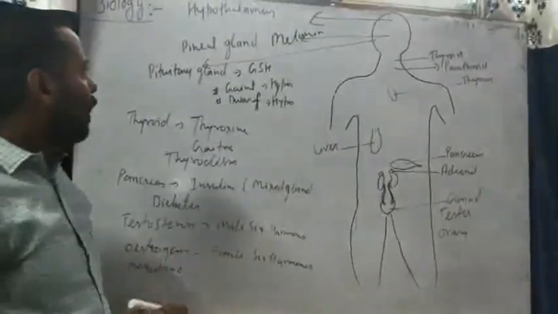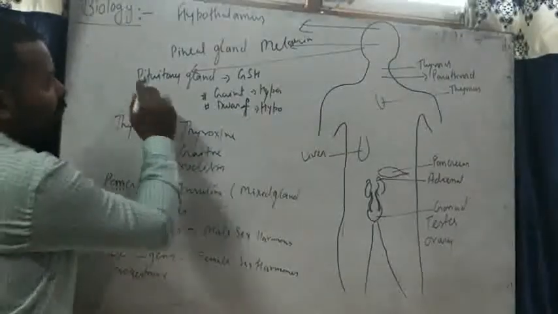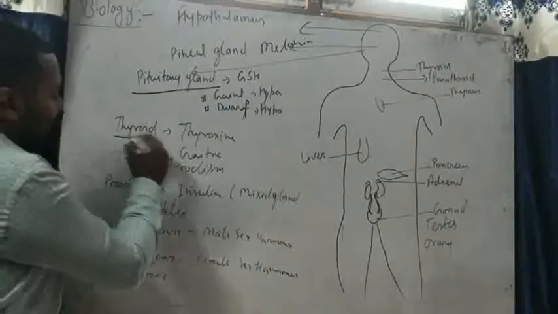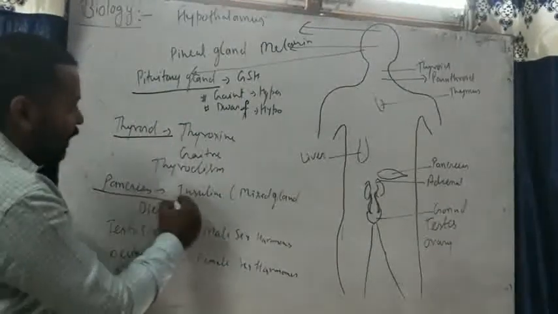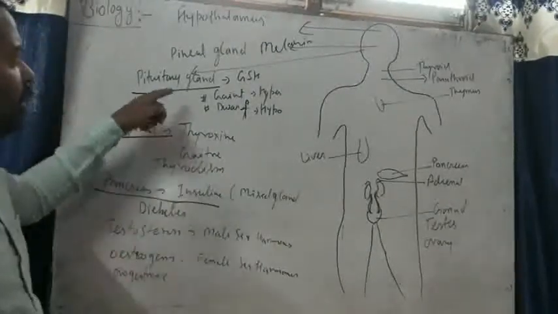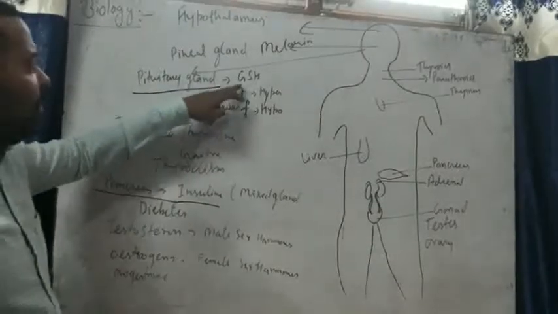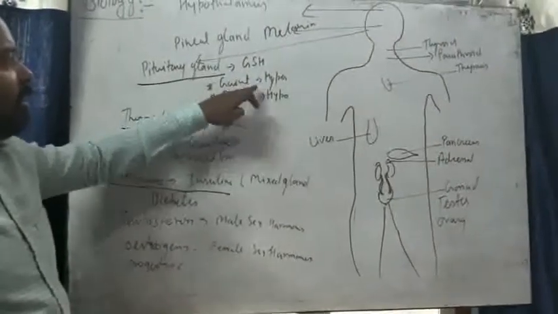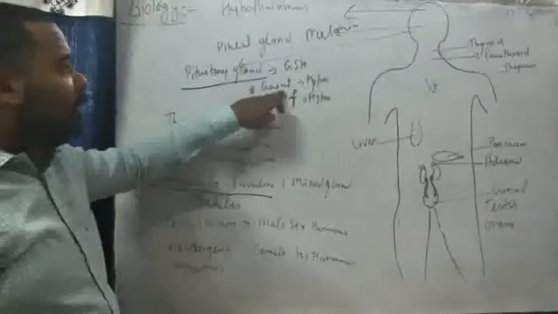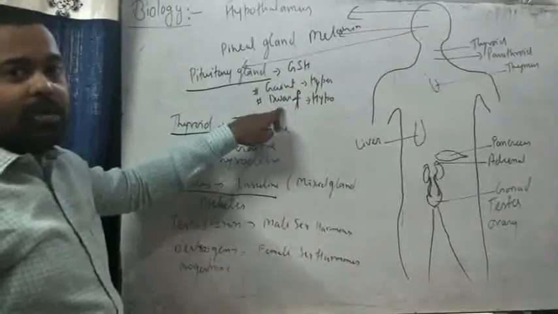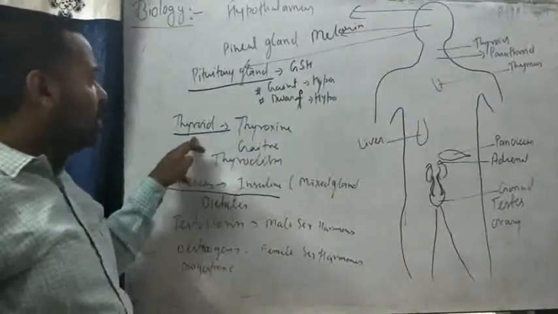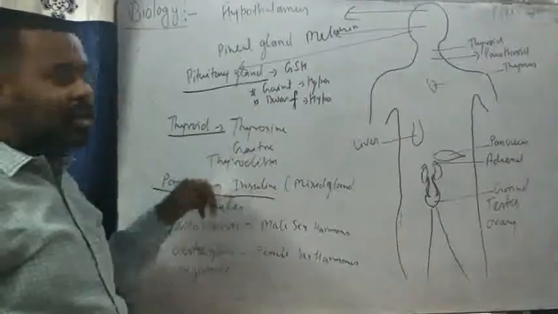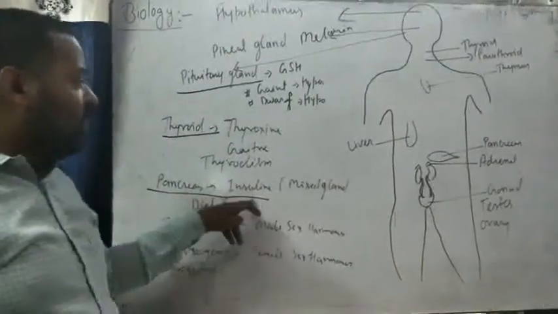Some I am going to mark that will come in your exam as MCQs: the pituitary gland, the thyroid gland, and the pancreas which secretes insulin. Now, as you learned before, the pituitary secretes growth stimulating hormone. Hypersecretion makes a person giant, and hyposecretion makes a person dwarf. And the thyroid secretes thyroxine hormone, which causes goiter and thyroidism. And the pancreas secretes insulin.